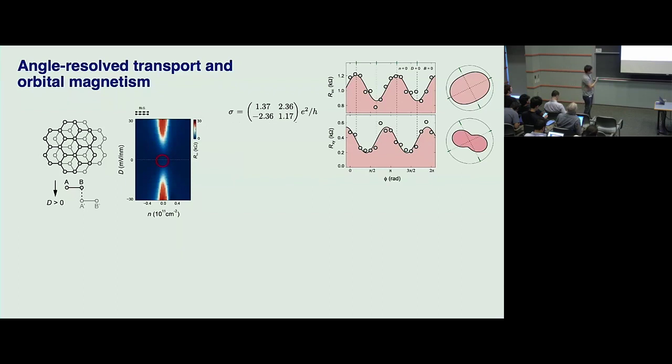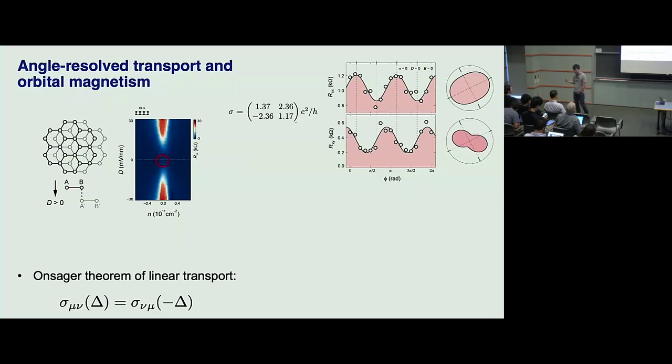So to test, you can use Onsager's theorem for the linear transport. Because this is already along the principal axis, this matrix is anti-symmetric under transpose. That means that there must be a time reversal symmetry breaking term. To test this, what we did, this is at B equals 0, is we just ramped the magnetic field to negative 20 millitesla and ramped it back to B equals 0.